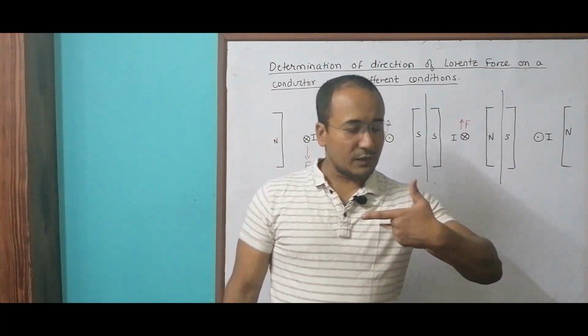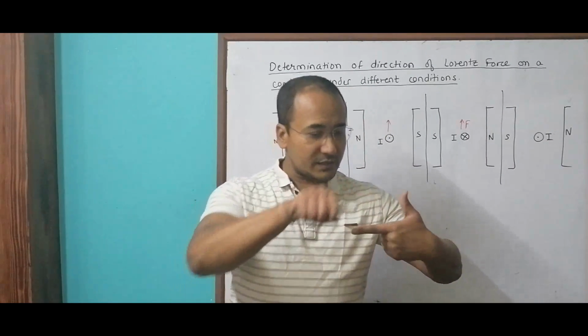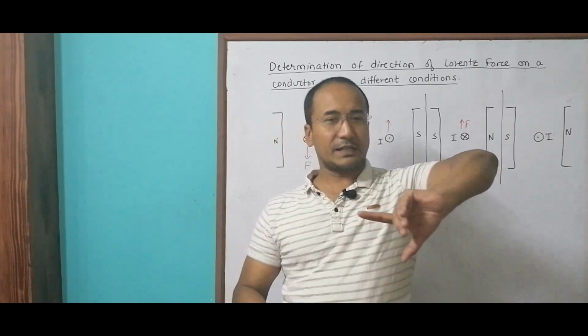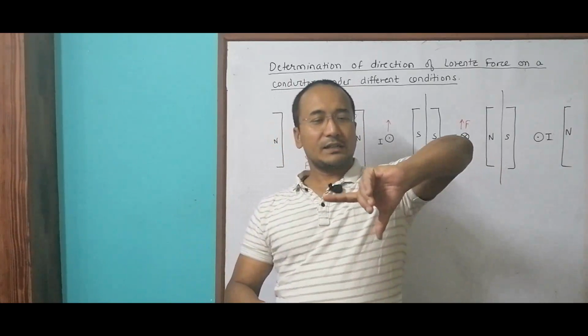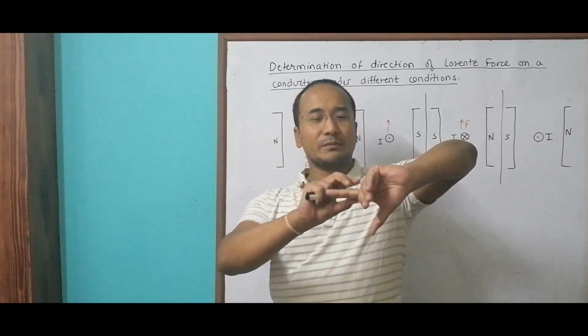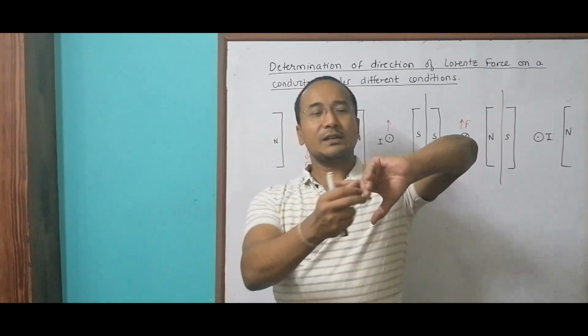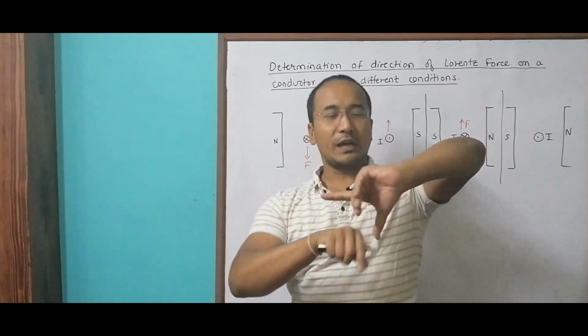Conductor should be allowing current in this direction. So it must be like this. So see, like this. So the force is in downward direction. So N S here, current towards you, and force here.